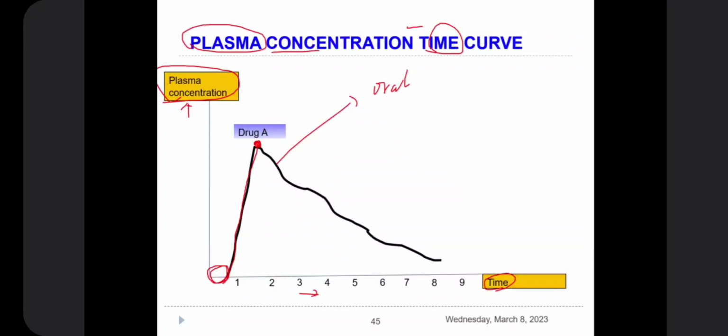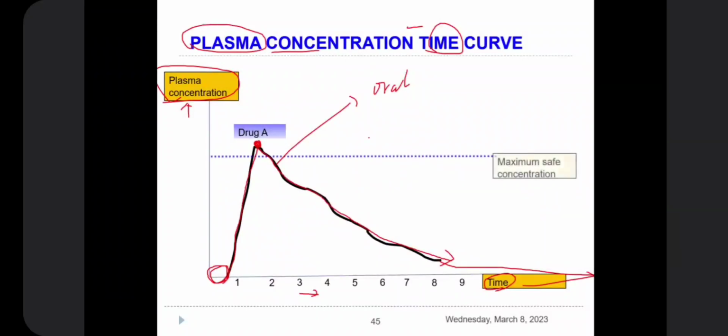And then our body will eliminate drug A, so the concentration decreases. So this is the oral administration, and this is the change of drug A in the body. From 0 to the peak, and then decrease, and finally it's over. Okay, this is for oral.